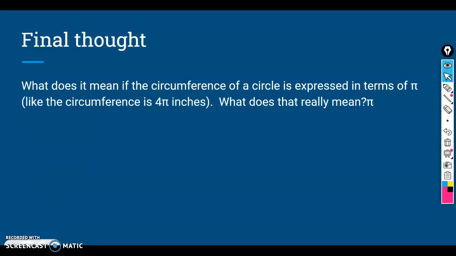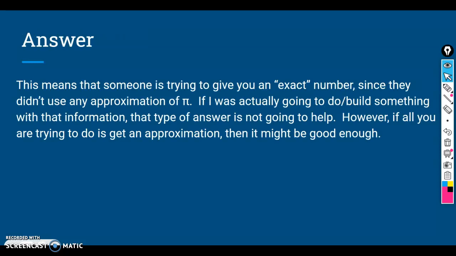One final thought. What does it mean if the circumference of a circle is expressed in terms of pi? Like the circumference is 4 pi inches. What does that really mean? Pi. This means that someone is trying to give you an exact number, since they didn't use any approximation of pi.